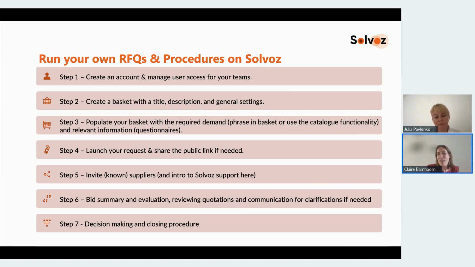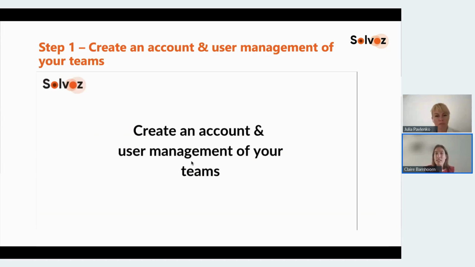Step 6, sorry, I'm diverting a little bit. Step 6 is when the closing date is there: you can make a bid summary and an evaluation, reviewing the quotations, of course, and asking clarification questions if needed. You generate your reports, and at step 7 you make your decision and you can close the procedure.